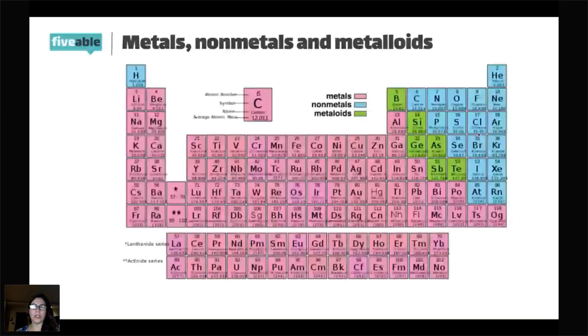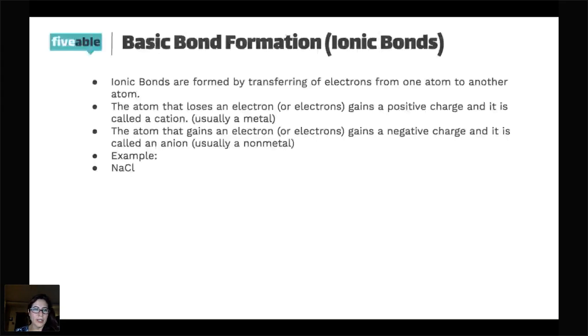Okay, we're going to move on to the basic bond formation, which is pretty simple. So we know that ionic bonds are formed by transferring electrons. The atom that usually loses the electron is called the cation, and most likely it will be a metal. And the atom that gains will be called the anion, usually a nonmetal. A good easy way that I remember which is the positive and which is the negative is by the t of the cation, a positive sign. So that's the positive one. I hope this is useful.